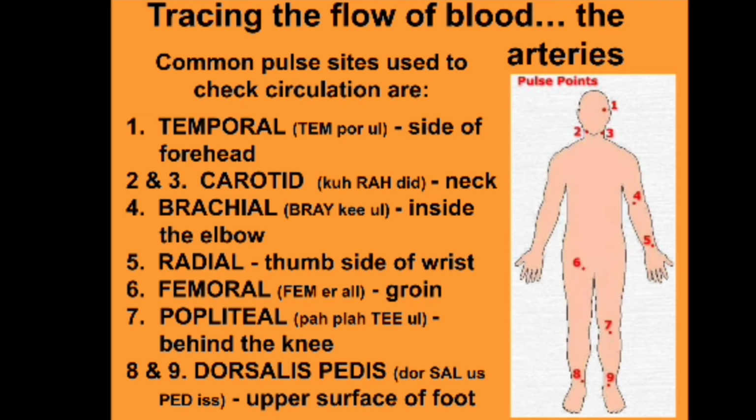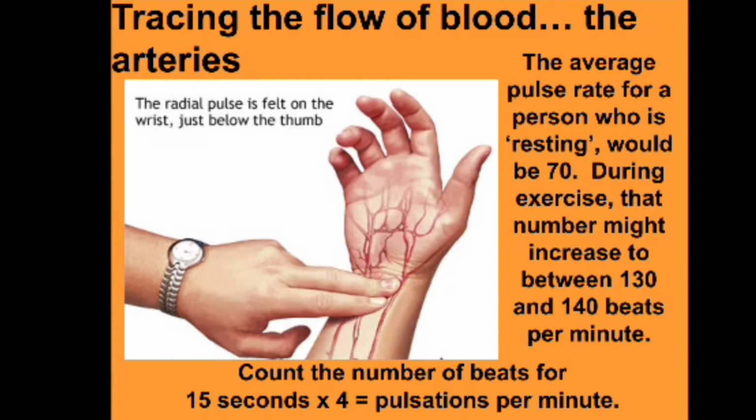Then, what is temporal? Temporal means side of the forehead. Carotid means neck. Brachial means inside the elbow. Radial means thumb side of wrist. Femoral means groin. Popliteal means behind the knee. Dorsalis pedis means upper surface of foot. The average pulse rate for a person who is resting would be 70. During exercise, that number might increase to 130 to 140 per minute.